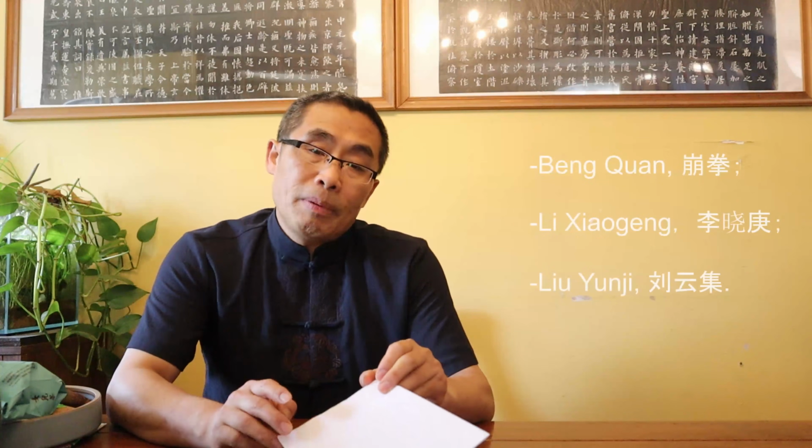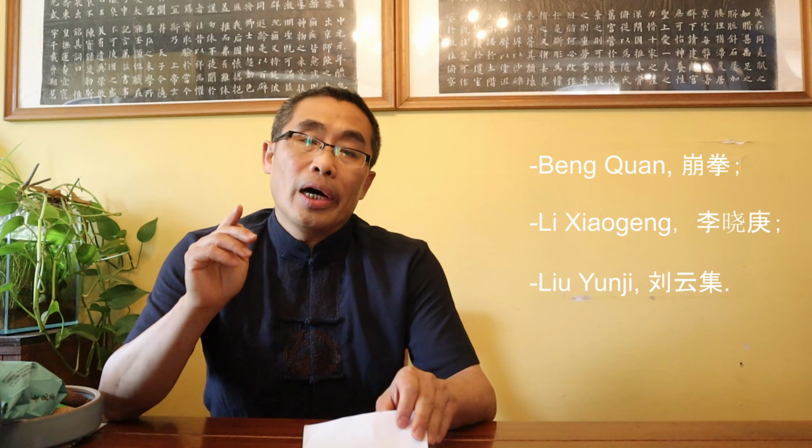Second, teaching Xing Yi Beng Quan by Li Xiaogeng of Tianjin. His practice was from Liu Yinji Lan. Liu was one of the oldest students of Li Cunyi.